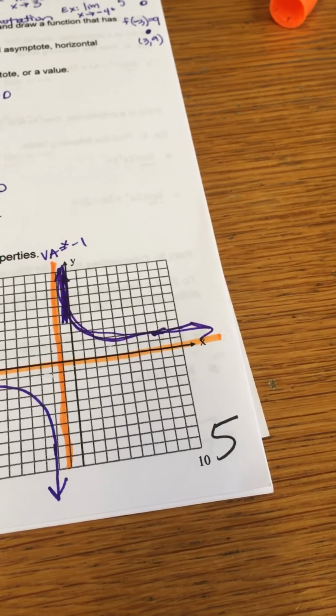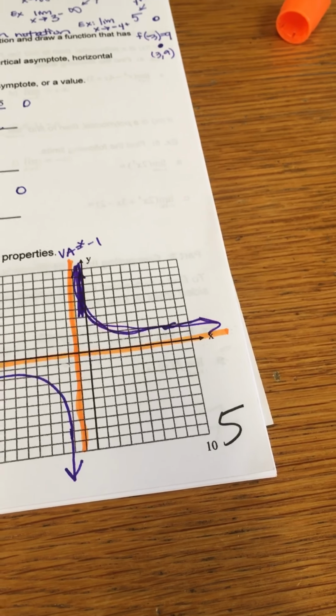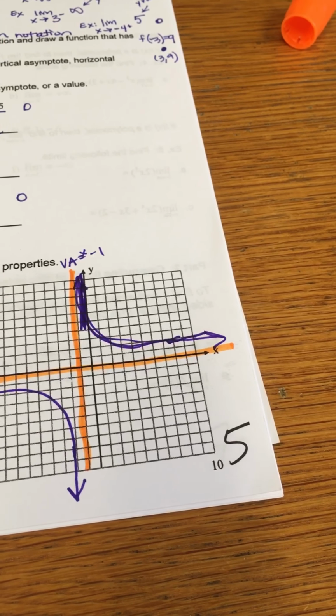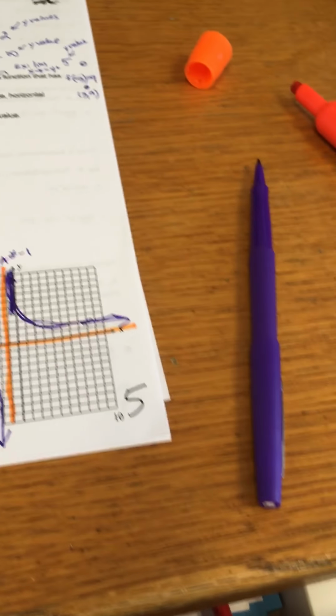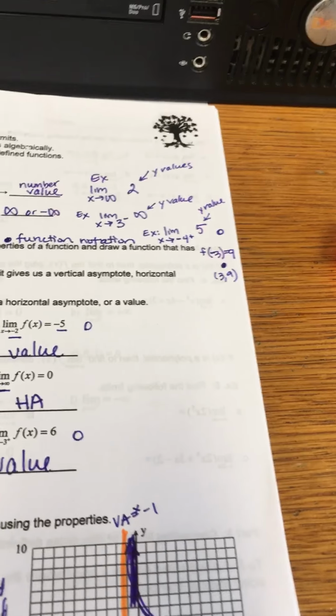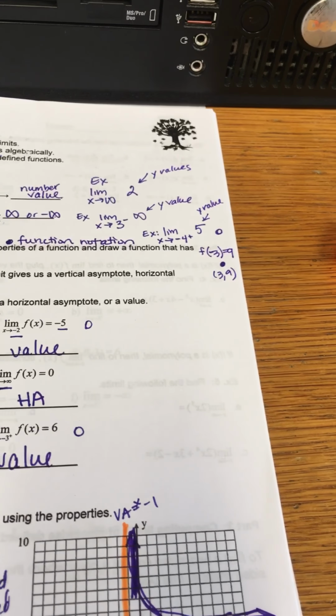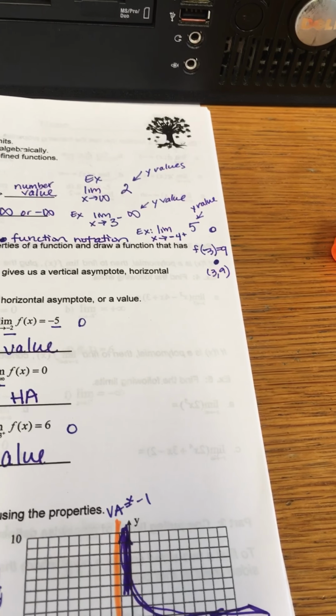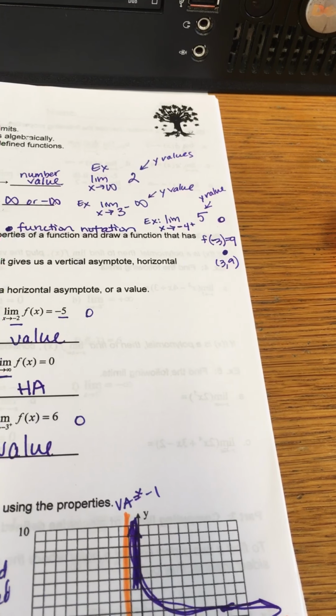Alright, so that's page 5. So go ahead and turn the page, go to page number 6, get the top section for example 3, figure out the horizontal, vertical asymptotes and the values, and we'll go from there.